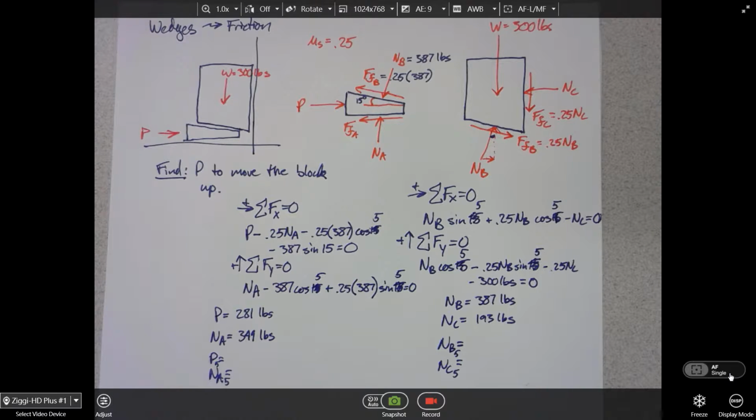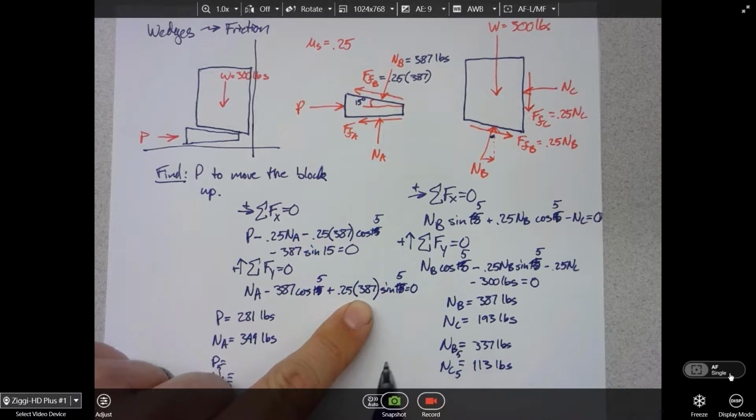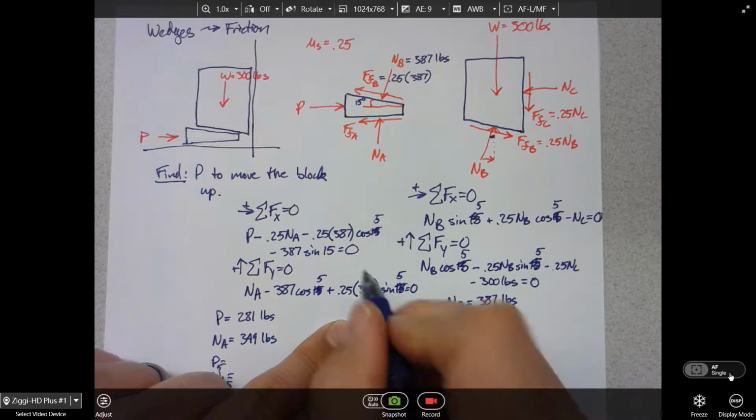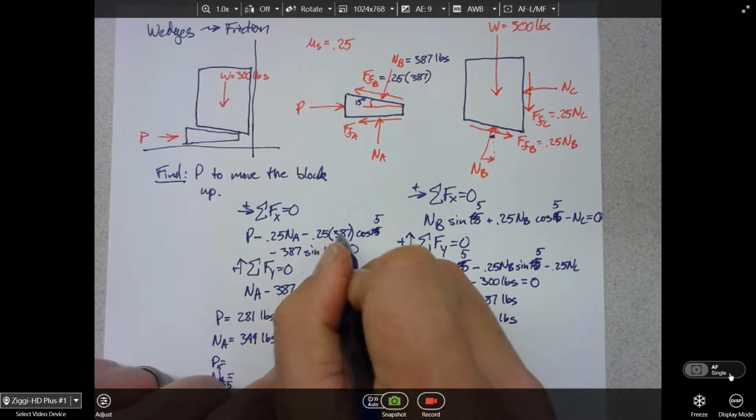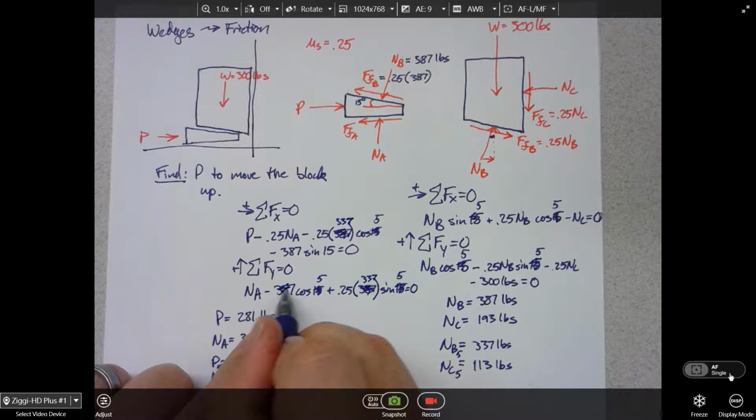Did you get answers, Michael? Yeah. What'd you get for NB and NC? NB was 337 and NC was 130. Okay. So I guess actually we're going to have to substitute that back in here. It's not just the angle we have to change in the second one. We have to say that it's actually 337 instead of 387. Right? Went down 50 pounds.